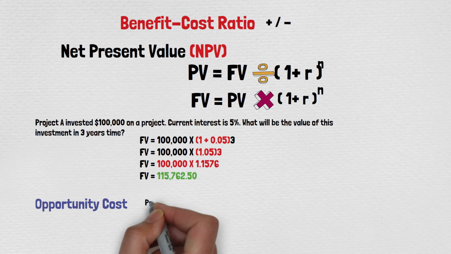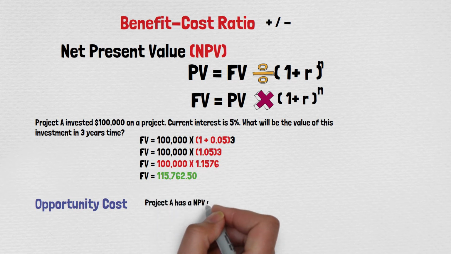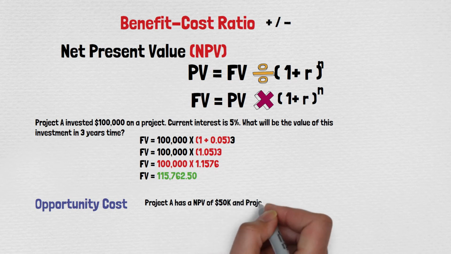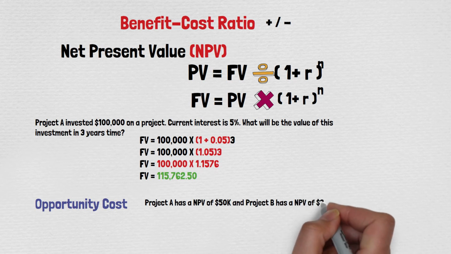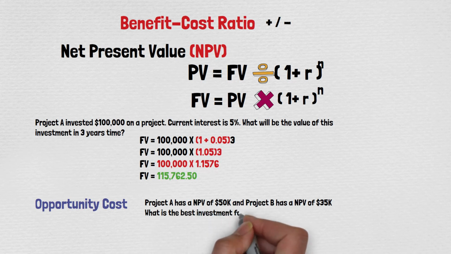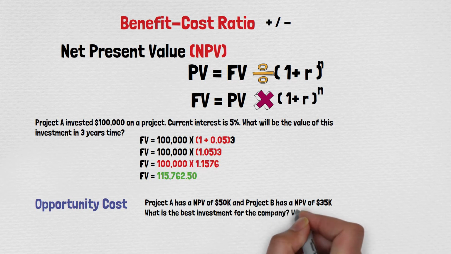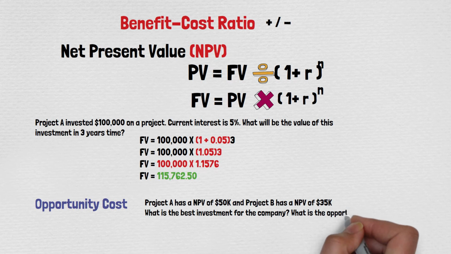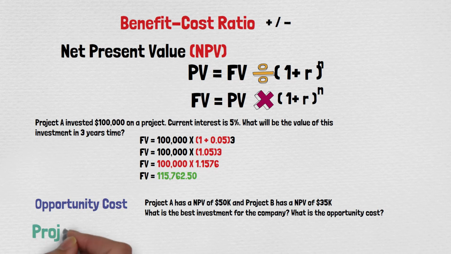The next concept is the opportunity cost. Once again, very straightforward. Let's look at an example. So project A has an NPV of 50k and project B has an NPV of 35k. What is the best investment, and what would be the opportunity cost? Once again, pause the video and try to answer. When they ask about the opportunity cost, it's always the higher figure that we're going to select. The highest figure is the project that we're going to select, that is project A in here, that is 50k. The opportunity cost is the project that you're missing out, that is 35k.